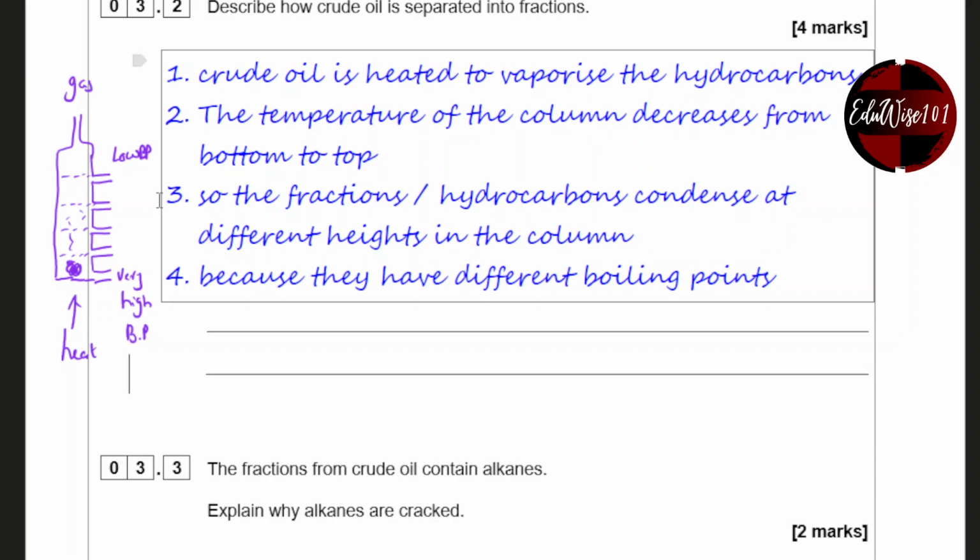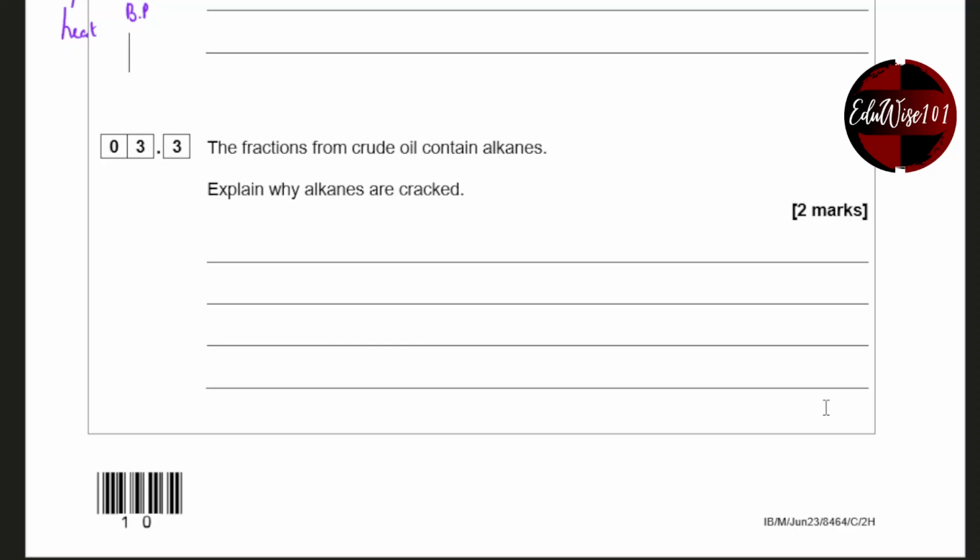Question 3.3. The fractions from crude oil contain alkanes. Explain why alkanes are cracked. Now, cracking is a process where you break long chain hydrocarbons into smaller chain hydrocarbons. So long chain hydrocarbons means molecules which have more than 10 to more than 20 carbon atoms, or possibly more than 12.